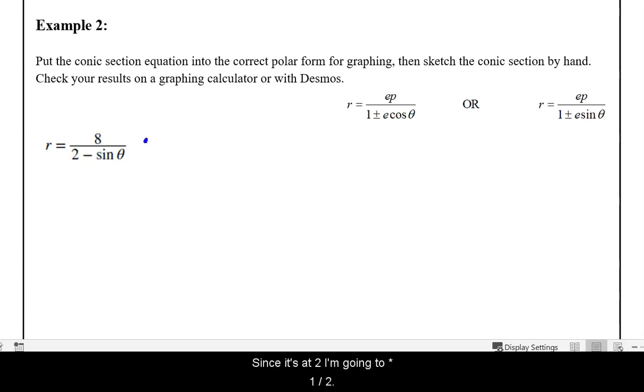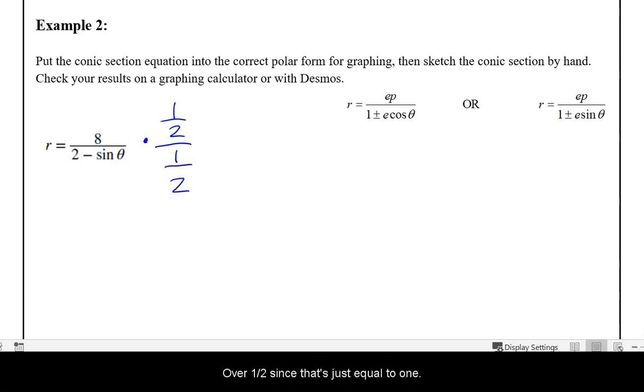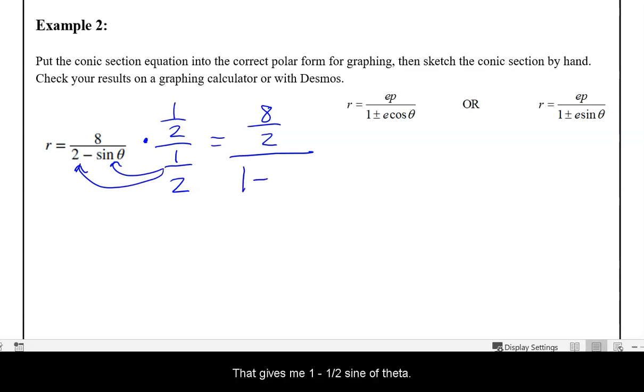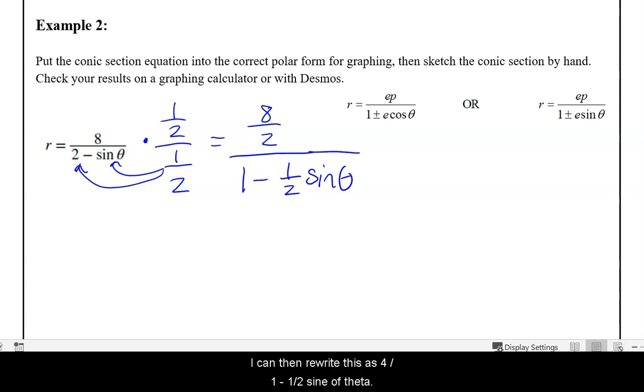Since it's a 2, I'm going to multiply by 1 over 2 over 1 over 2, since that's just equal to 1. That gives me in the numerator 8 divided by 2, and in the denominator I need to distribute the 1/2 over each term. That gives me 1 minus 1/2 sine of theta. I can then rewrite this as 4 divided by 1 minus 1/2 sine of theta.